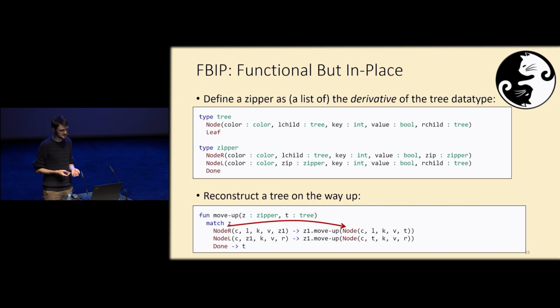And it just so happens that the zipper has cells which have exactly the same size as the cells of our original tree, which means that reuse analysis can work here to turn the zipper back into the tree, which makes this a very cheap function. In particular, as we ensure that the zipper is always unique, this reuse can always happen.